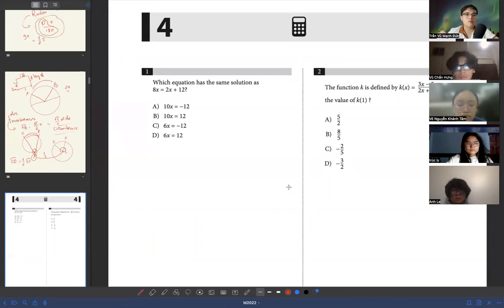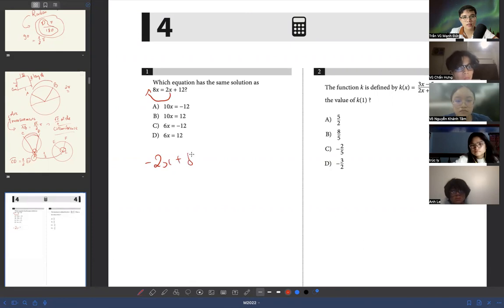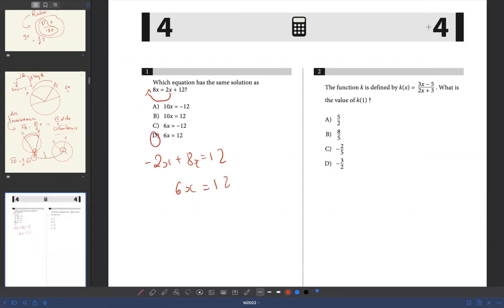First one is very simple. You're just gonna have to move x over here, and minus 2x plus 8 is 12, and 8x, and you have 6x is 12. Very simple. This one, with the value of k1, you just replace them here, and 3 minus 5 is minus 2. 2 plus 3 is 5. Minus 2 over 5.